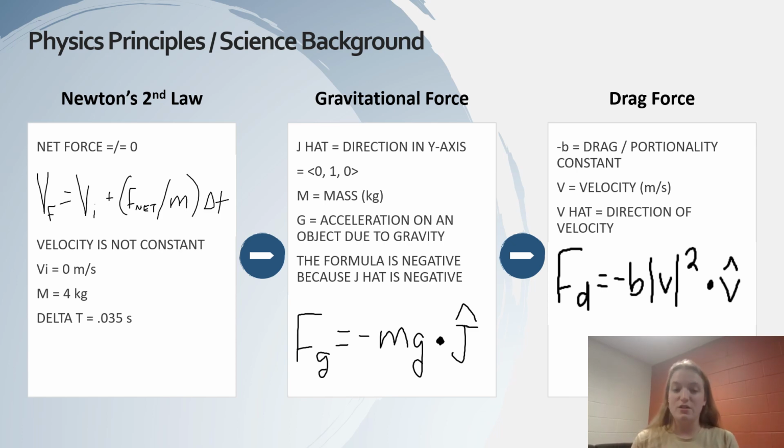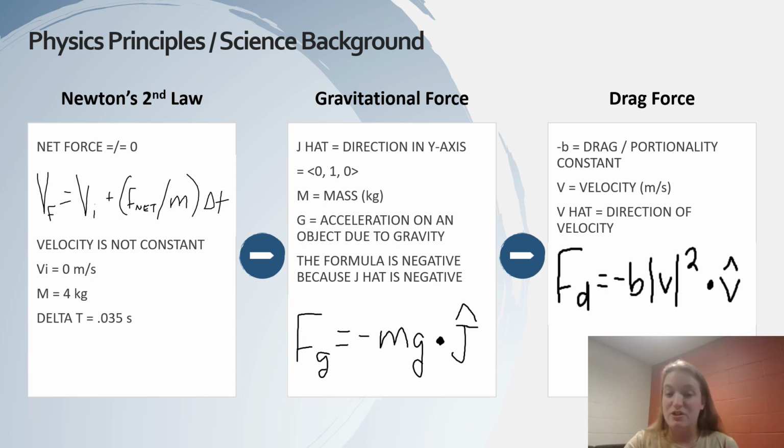Then also the gravitational force, which is the force pointing downwards in this example. This equation is negative mg times j hat. j hat is the direction of the force, which in this case only changes on the y-axis, and it is going downward. m is mass, and g is the acceleration on an object due to gravity, which we know is 9.8.